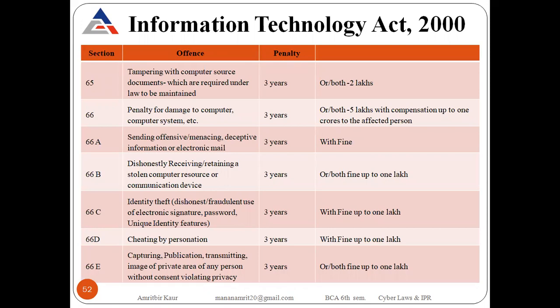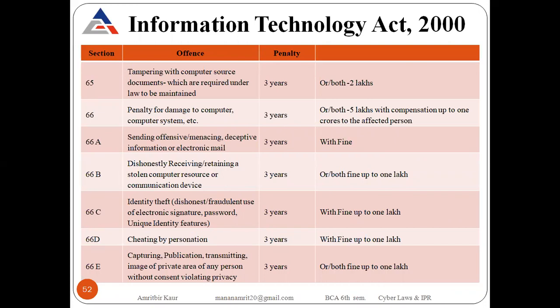So now we will see the different sections of the Information Technology Act 2000 with their offense and penalty. The first section is 65, tampering with computer source documents which are required under law to be maintained. If somebody tampers with source code, we can say changes or updates the source code in an illegal way, then the penalty can be 3 years imprisonment or 2 lakh fine, and it can be both: 3-year imprisonment plus 2 lakh fine.